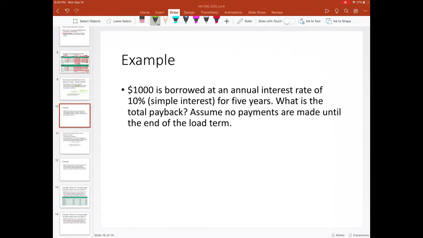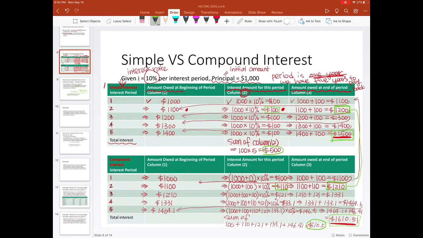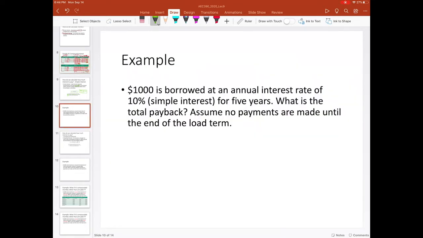Keep that in mind. And now let's take a look at this. This is exactly the same example as in our first table. We just want to prove that, using the equation, you're going to get the exact same results. So 1,000 is borrowed at an annual interest rate of 10%, and here it's simple interest, for 5 years. What is the total payback? That's the answer.